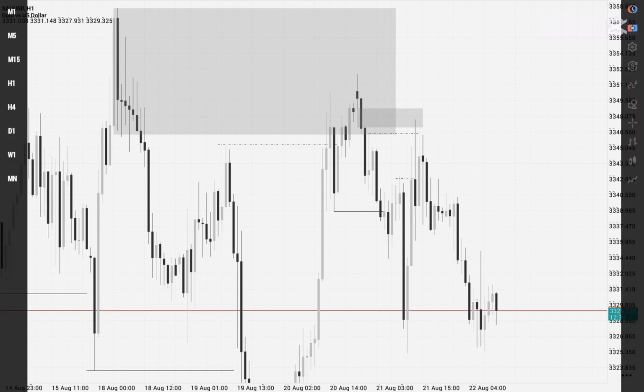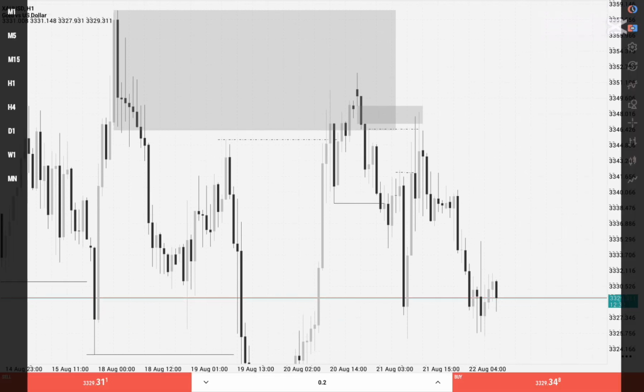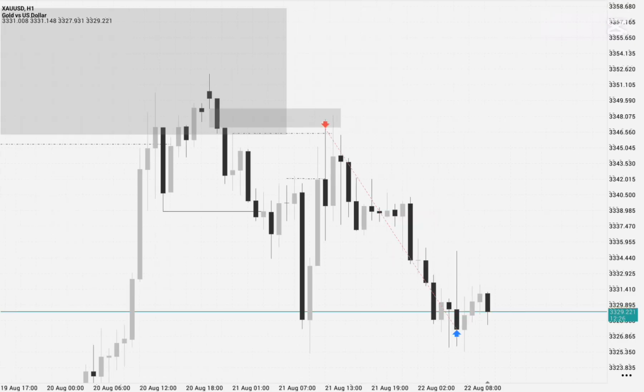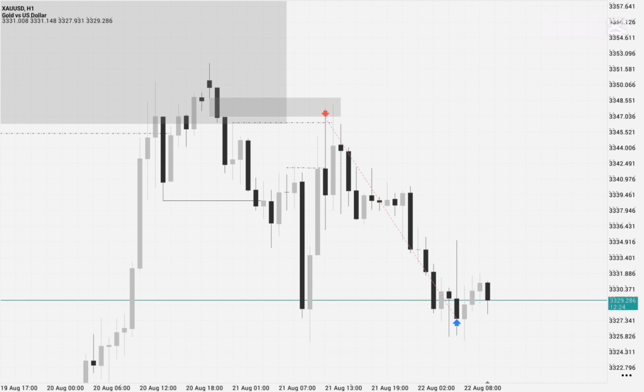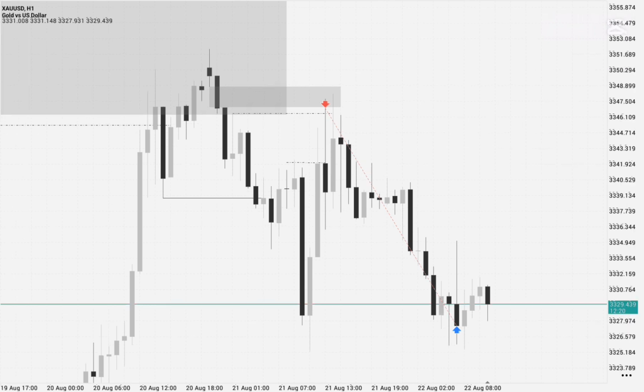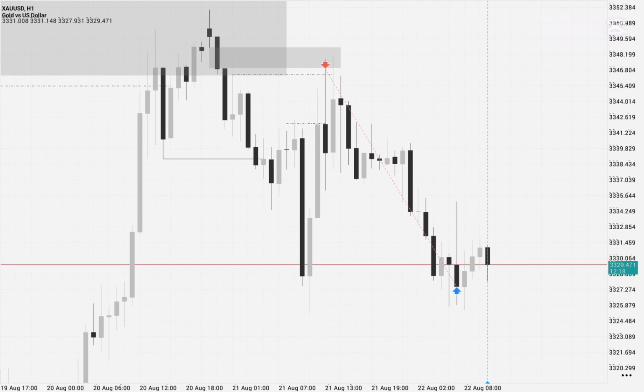Now, after the market took out two liquidities, I was very sure about this trade, and I placed my entry here. Let me just show you guys how. You can see where I entered from, and you can see where I went out from.